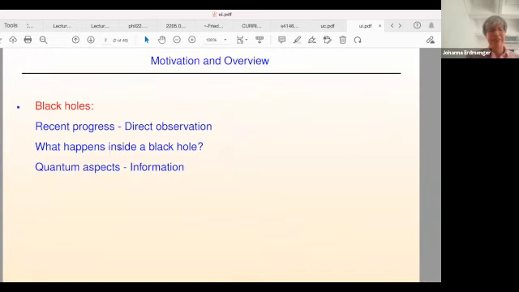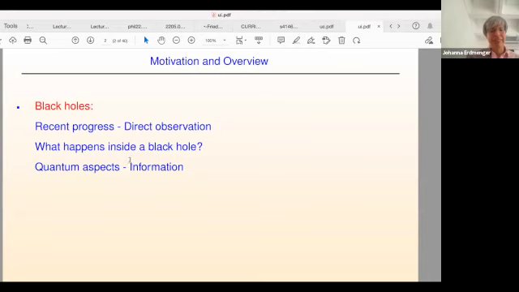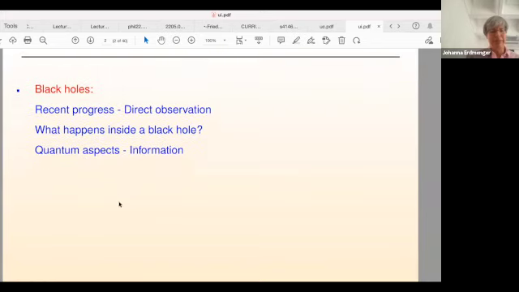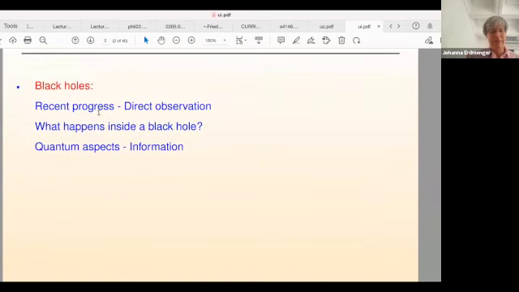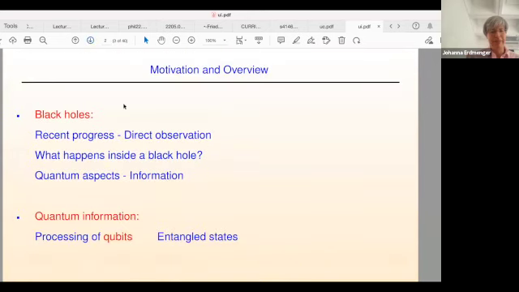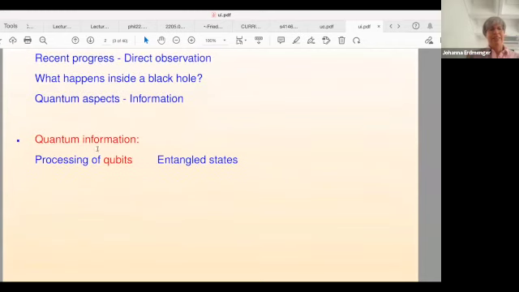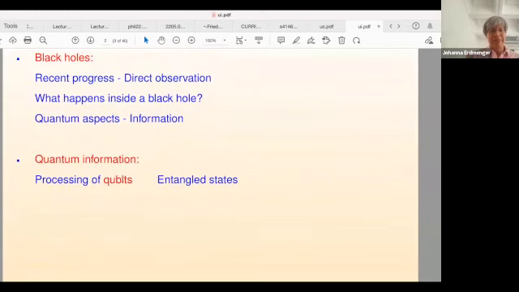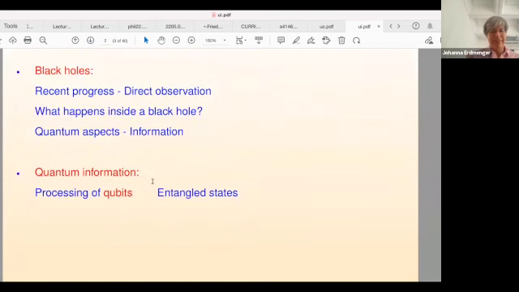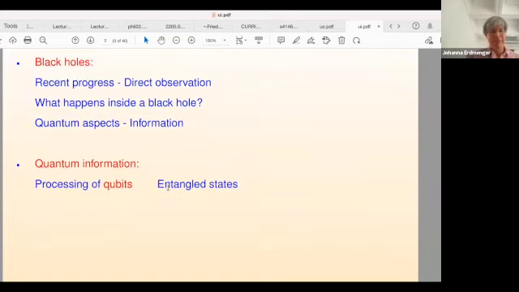And after Hawking, we know that they have important quantum aspects. Due to the Bekenstein-Hawking formula, they also have important quantum properties, and these are related to the entropy and so to information. This is a big topic now in theoretical physics. On the other hand, we have quantum information, which is about processing qubits and entangled states. Recently, via AdS/CFT, there are quite a lot of new relations between the quantum aspects of black holes and the processing of qubits.